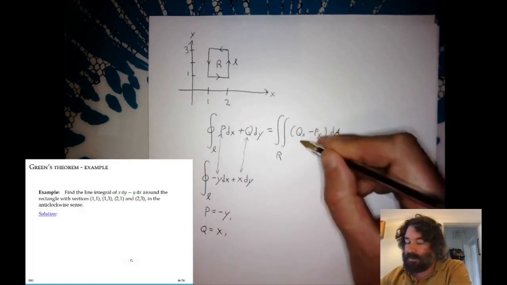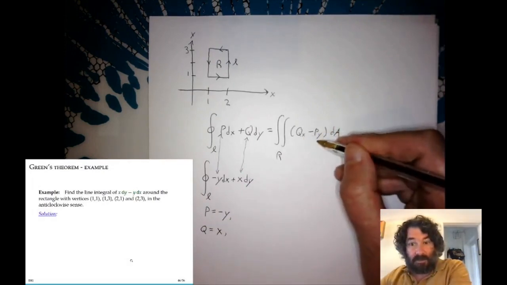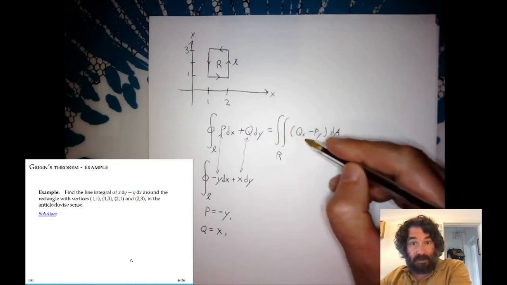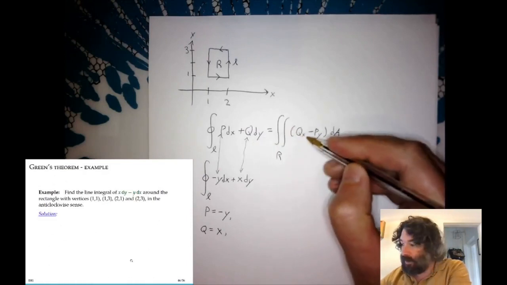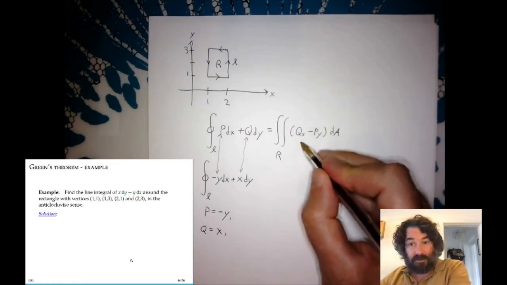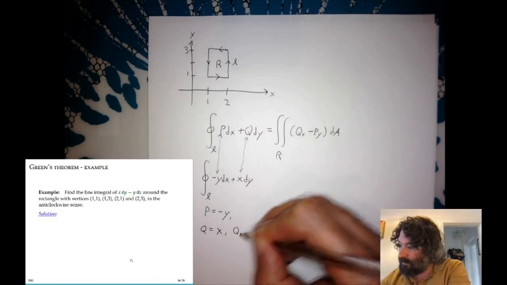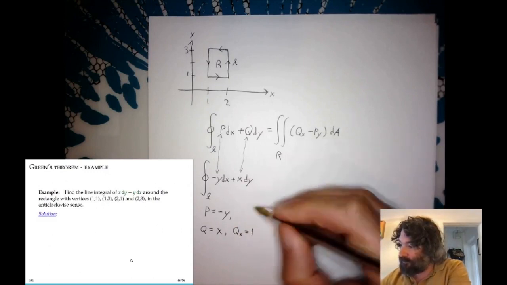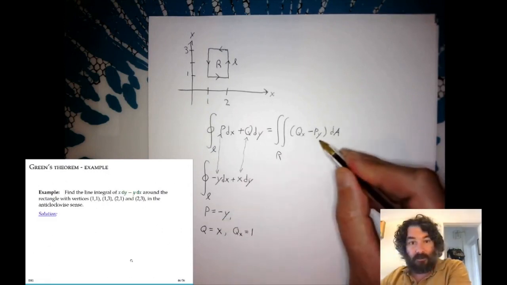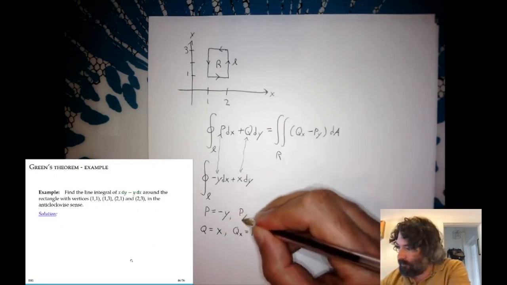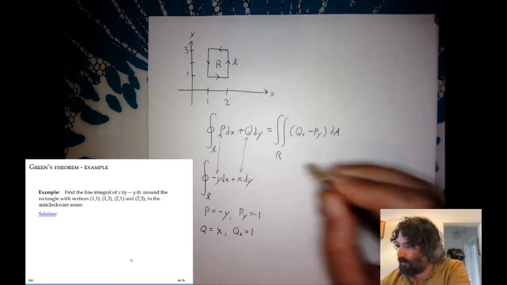And so the right-hand side will say that this line integral is equal to a double integral of qx minus py. So we need to calculate these partial derivatives. This is the partial derivative of q with respect to x. So qx equals 1. And the partial derivative of p with respect to y, py, equals negative 1.